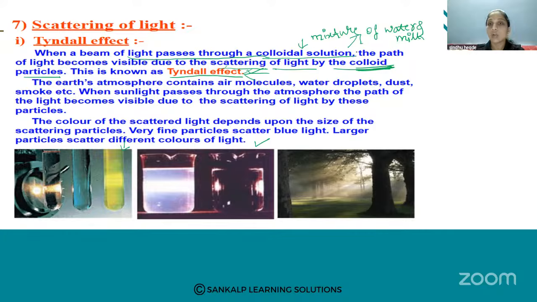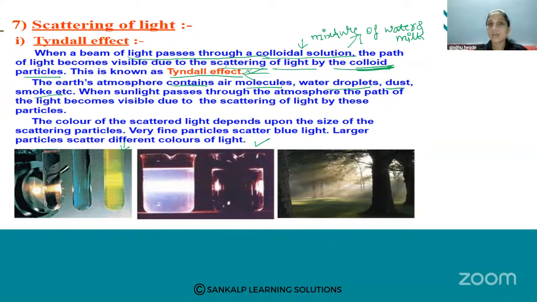Here, in a colloidal solution, because the number of large particles is more, the scattering also becomes more. The earth's atmosphere contains air molecules. See, our earth's atmosphere does not only contain air molecules, it also contains water droplets, dust particles and smoke particles also. So finally we can say that our earth's atmosphere is the product of all this, meaning small particles and large particles also.